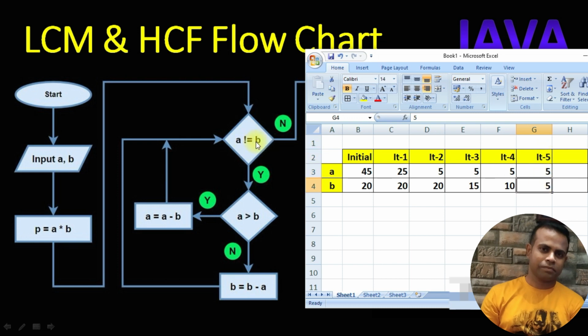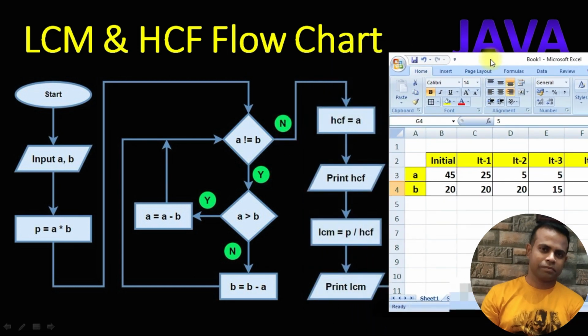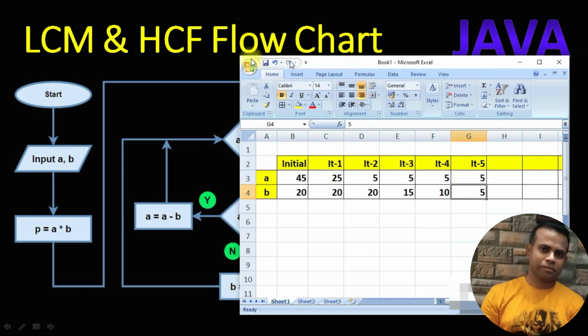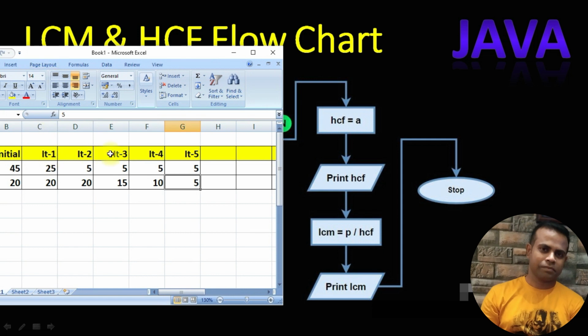So that means this will go to the no path, and you can see here in the no path we are basically setting HCF is equal to a. It can be a, it can be b, because there is no issue. You can see here in the fifth iteration we get a and b both the same, so you can use either a or b here.